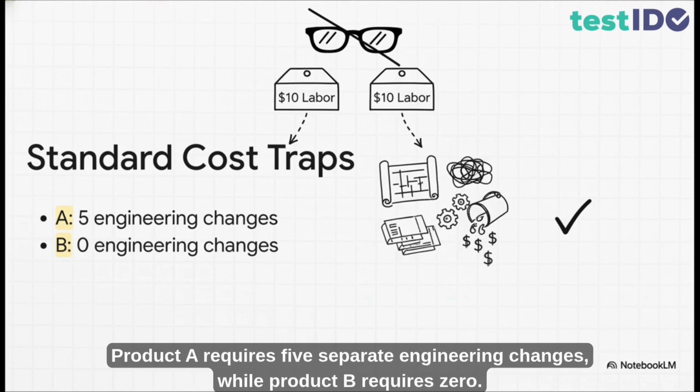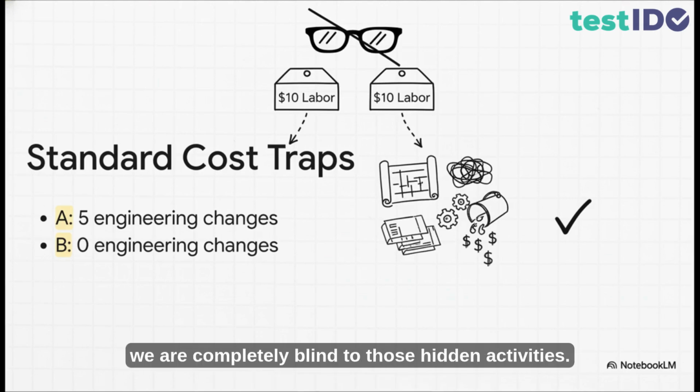But let's look closer. Product A requires 5 separate engineering changes, while product B requires 0. If we just look at standard labor, we are completely blind to those hidden activities. Because of all those engineering changes, product A is heavily draining resources and is far, far less profitable than a standard ledger shows.